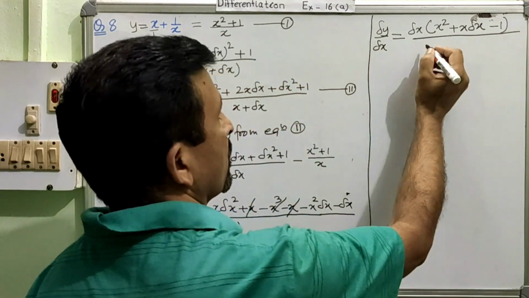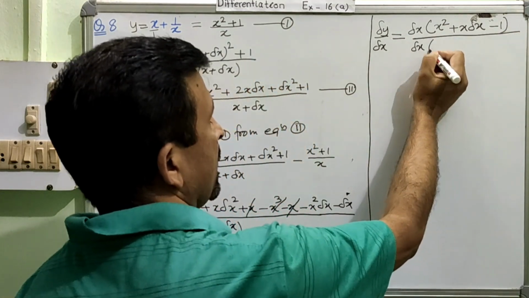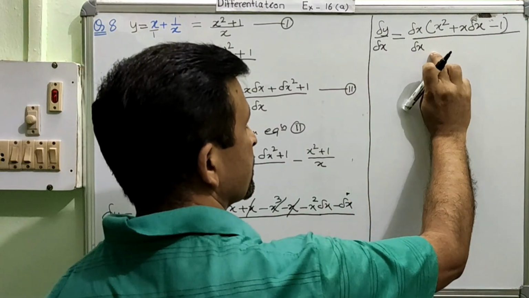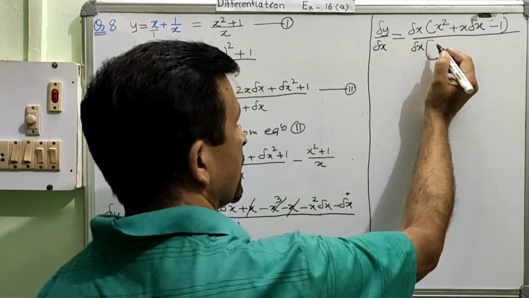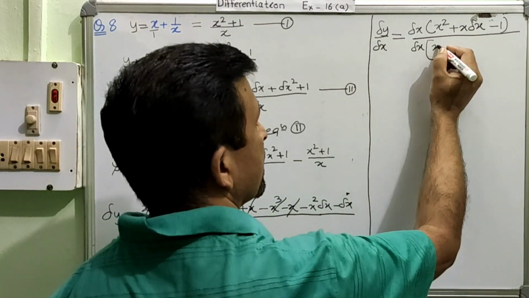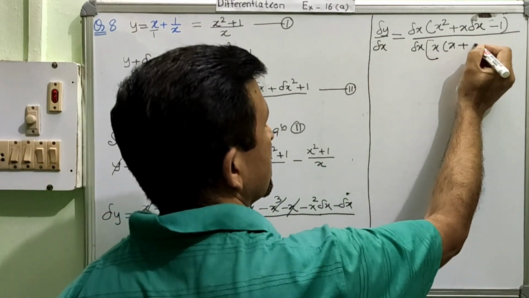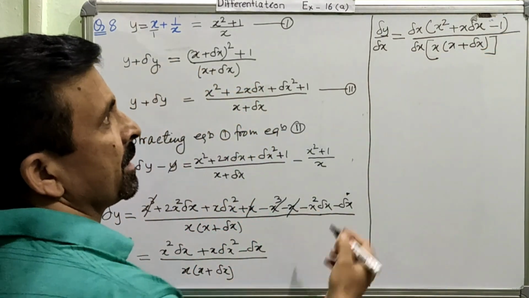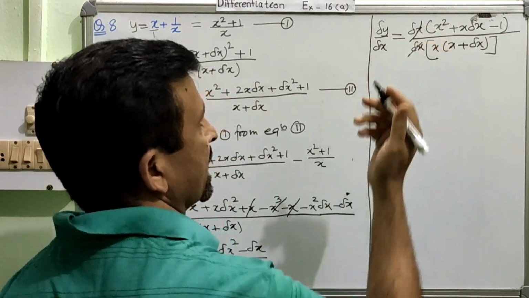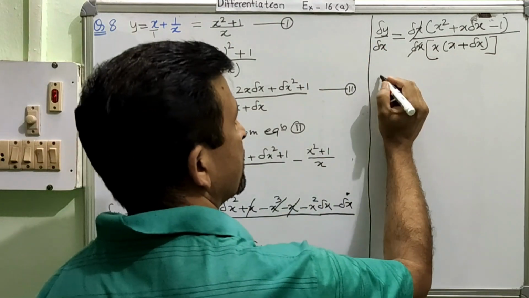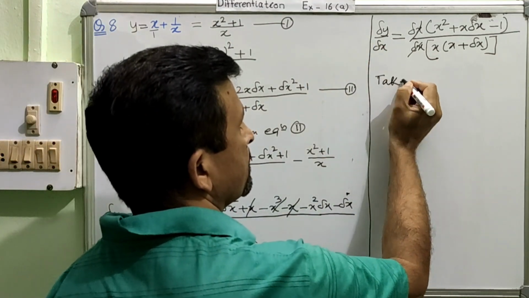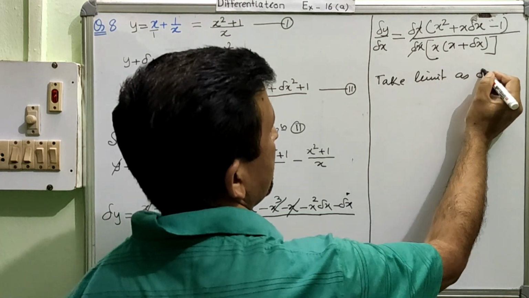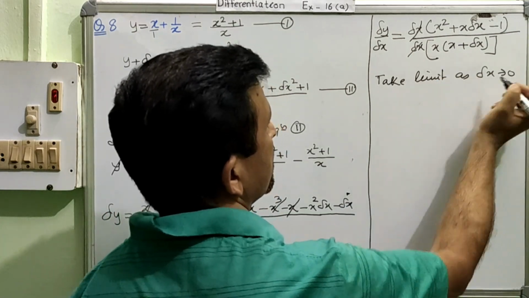In the denominator, you first introduce delta x and then write the denominator, x into x plus delta x. Is it okay? Now this delta x and this delta x cancel. Now we can take the limit. So take the limit as delta x tends to 0.